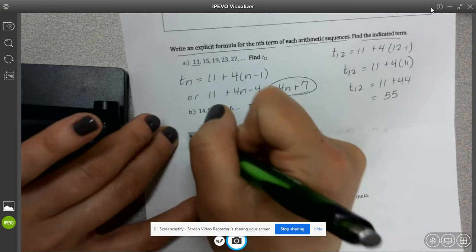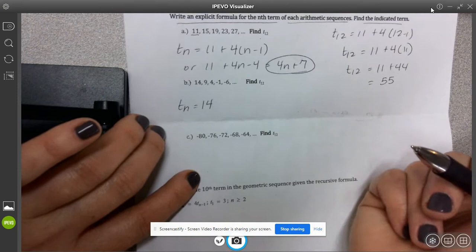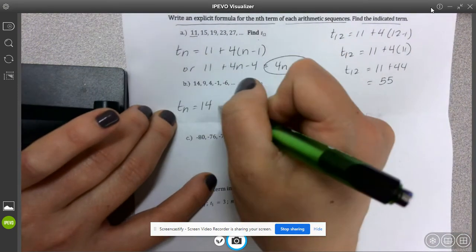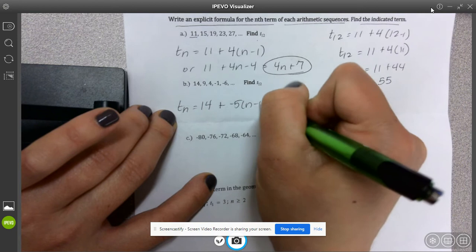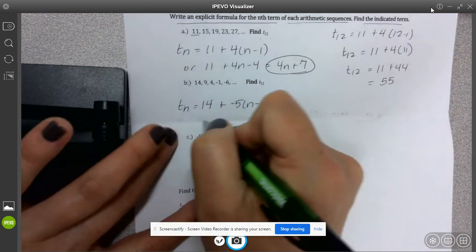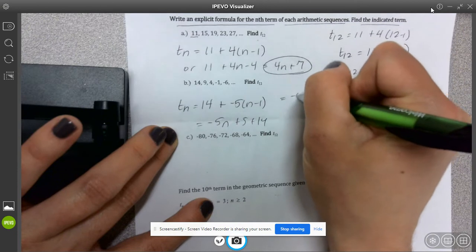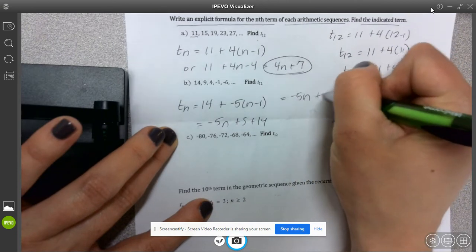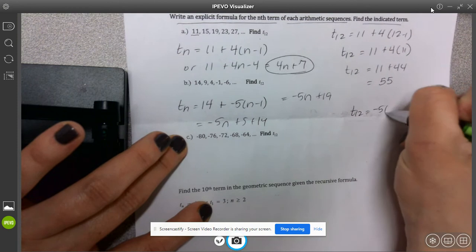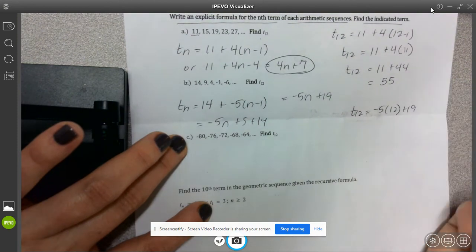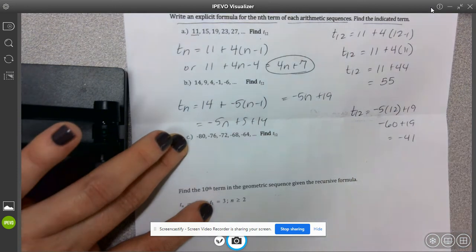Here, same thing again. I'm starting out with 14. Okay, you might want to pause and try these on your own. I'm starting out with 14 and I'm adding, well, actually adding a negative number. I'm adding a negative 5, minus 1 times. You can leave it like this, that's fine. Or you can simplify and say, okay, my formula is negative 5n plus 19. So then when I try to find the 12th term, I simply substitute in 12, and what do I get? Negative 60 plus 19, you get a negative 41.